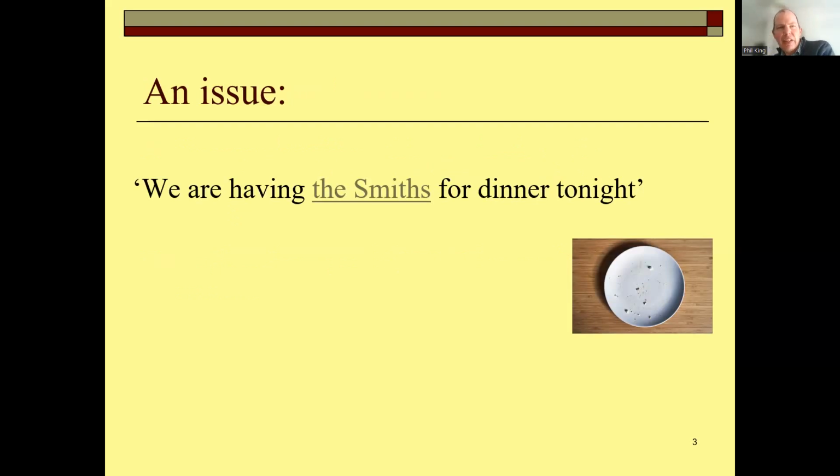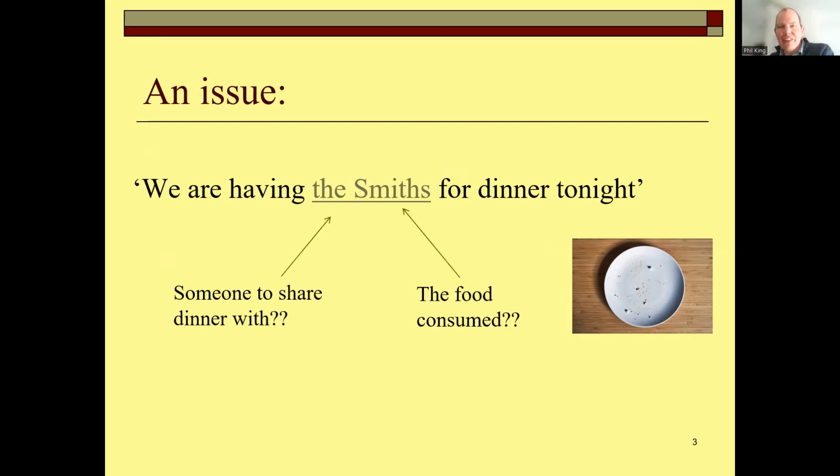Here's an example of the kind of issue we're going to look at. Here's an utterance. We are having the Smiths for dinner tonight. Can you think of two different ways that you could understand this utterance? One is that they are someone to share dinner with. The other is that they are actually going to be the thing consumed for dinner.